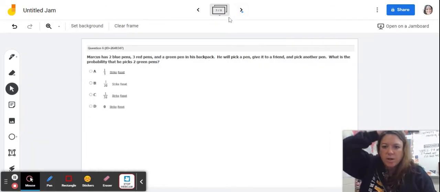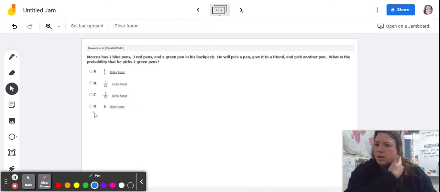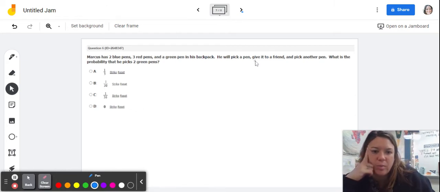Number 6, Marcus has 2 blue, 3 red, and a green. He will pick a pen, give it to a friend, and then pick another pen. What's the probability they get 2 green pens?